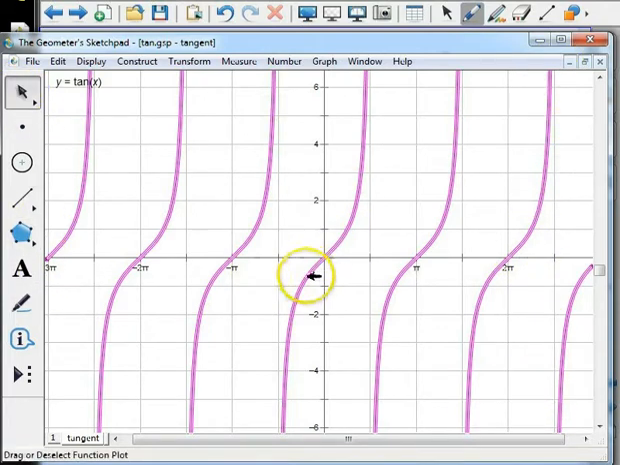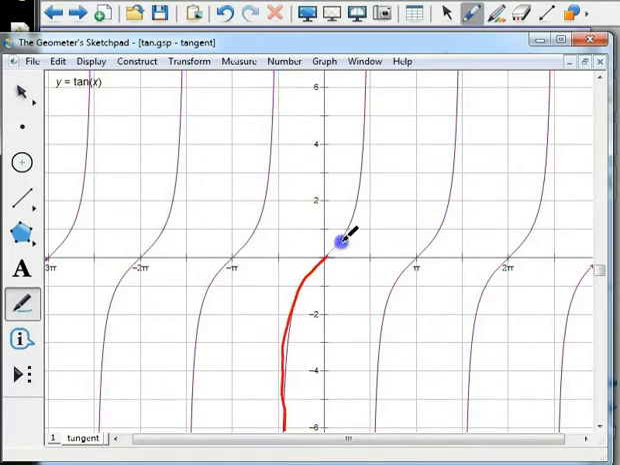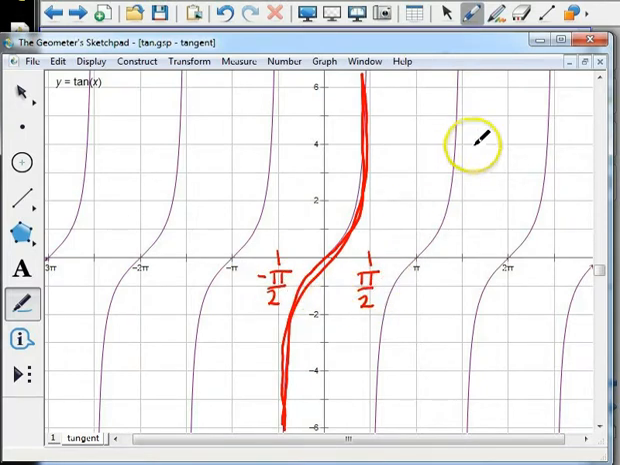Now really, just one cycle of tangent is right there. And so the distance it takes to plot one cycle is the period, and to go from negative pi over 2 to pi over 2 is 1 pi. So the period of tangent is 1 pi. That is different from sine and cosine. The period of sine and cosine is 2 pi.